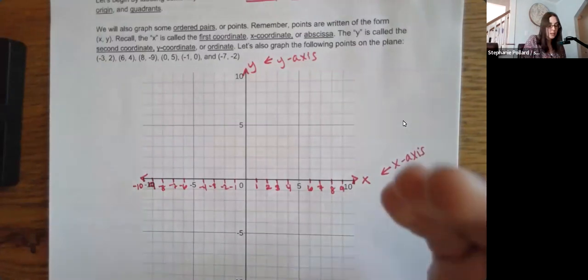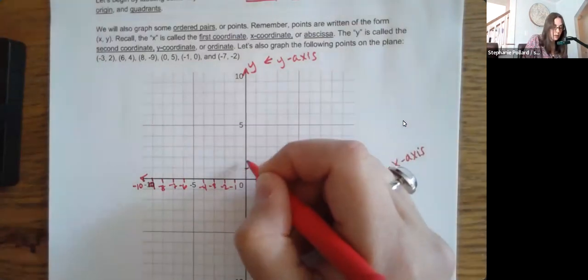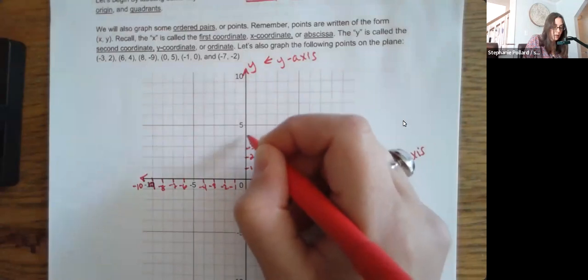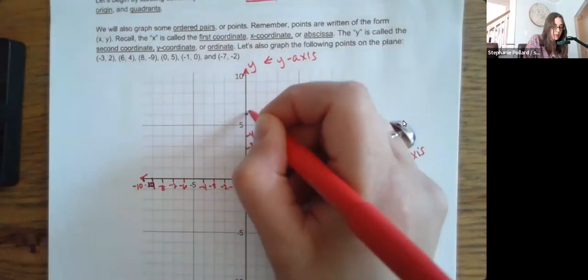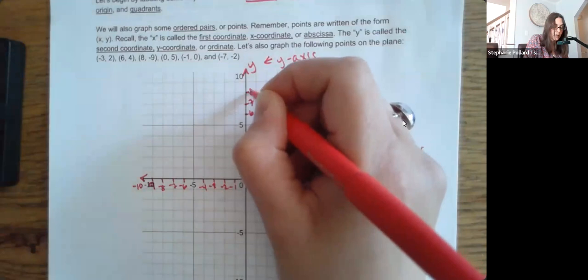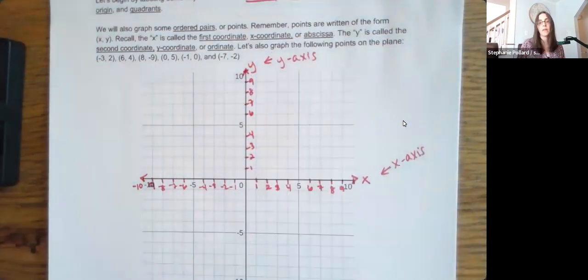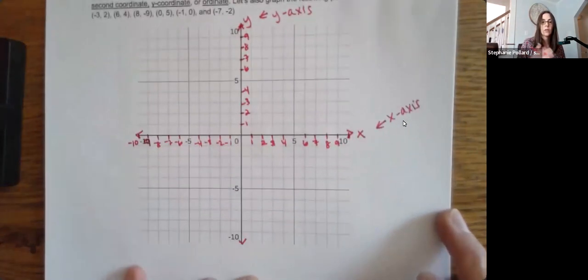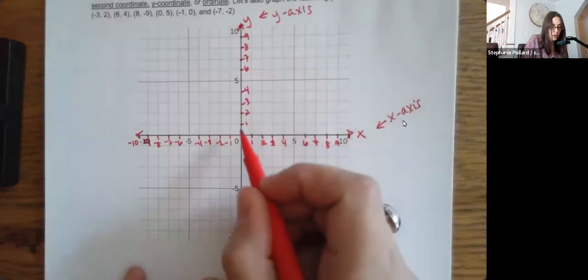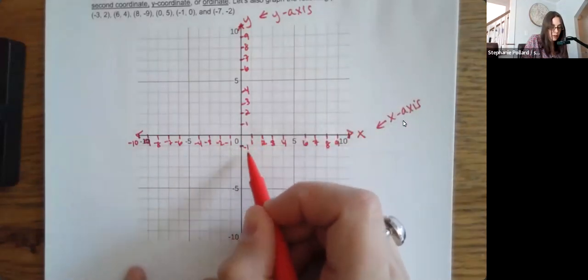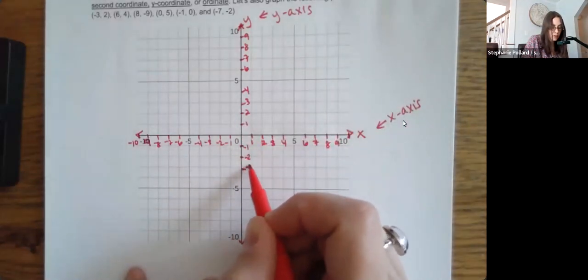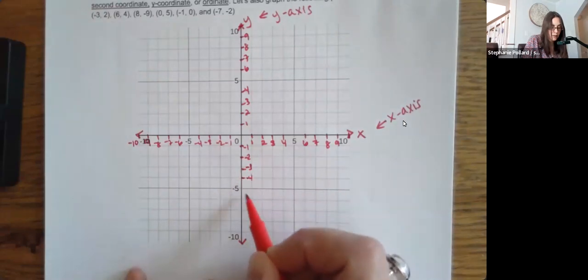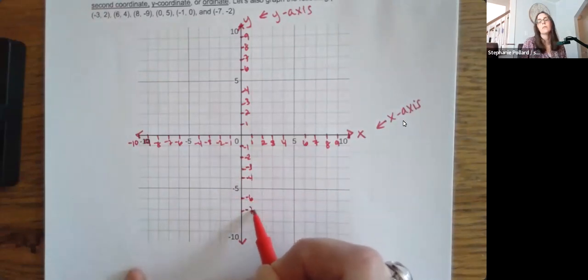Going up, you have your positives. So this would be 1, 2, 3, 4, 5, 6, 7, 8, 9. And again, 10 would be at the very top. And then going down, you have your negatives. Now just watch out for this first line. It's right here, -1, -2, -3, -4, -5, and so on.